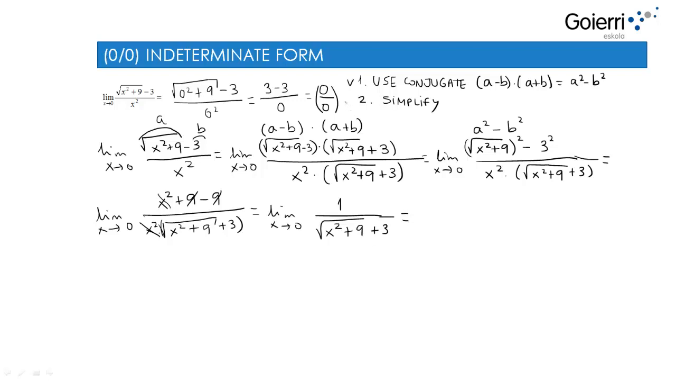We have already simplified the function. So as usual, the last step is to plug 0 into the function. Here I don't write the limit before: 1 over the square root of 0 squared plus 9 plus 3. So this is 1 over 3 plus 3, this is 1 over 6. So this is the result for this second example.